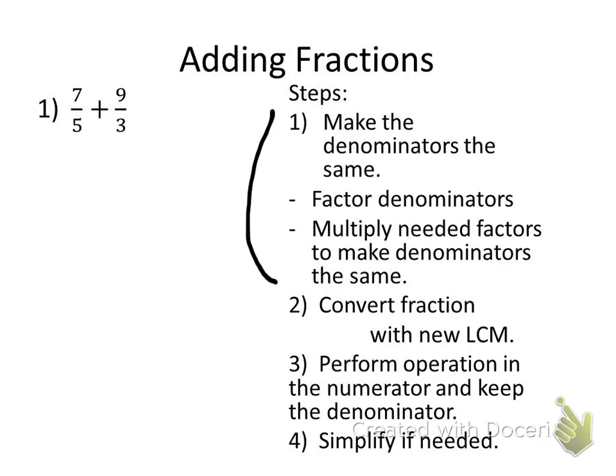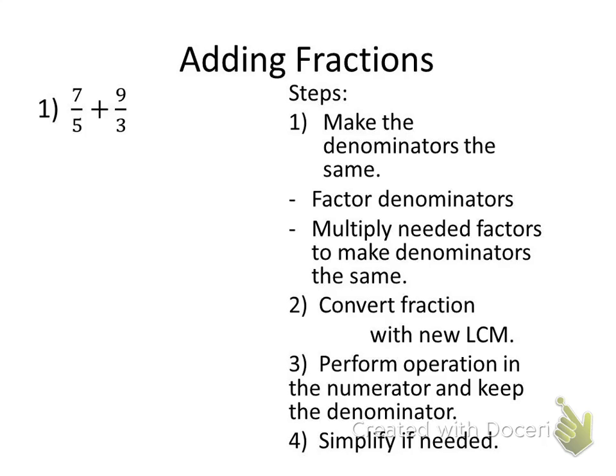Step 1, make the denominators the same. We factor the denominators and multiply needed factors to make the denominators the same. Then step 2, you convert the fractions with the new LCM. And step 3, perform the operation in the numerator and keep the denominator, and simplify if needed.